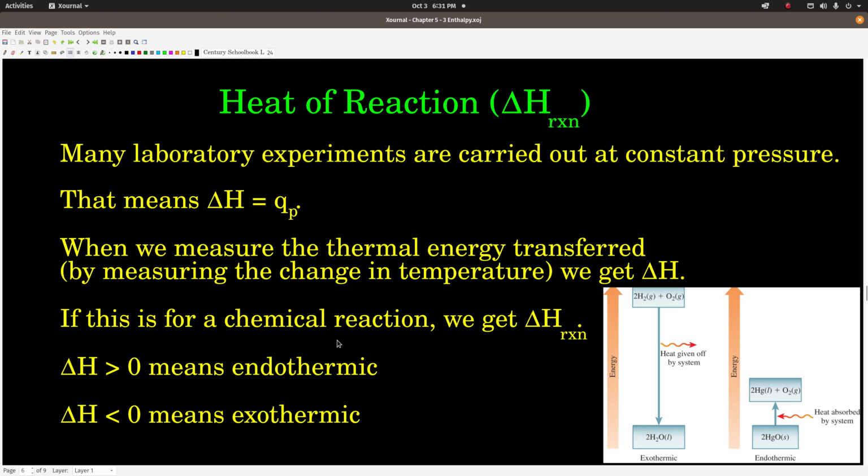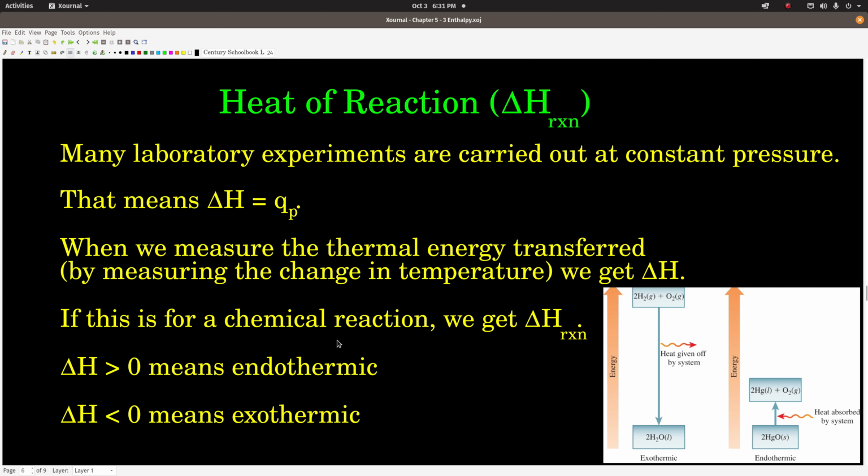And so if this is a chemical reaction, just by measuring temperatures, we get what's called the heat of reaction, or delta H of reaction. If the heat of reaction is positive, that's an endothermic reaction. If the heat of reaction is negative, that's an exothermic reaction.